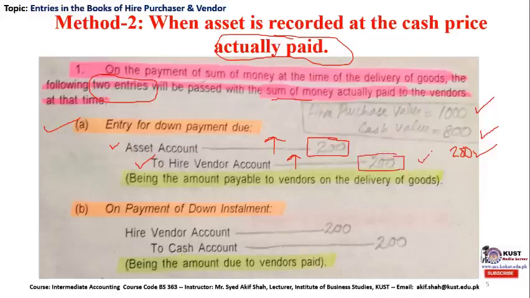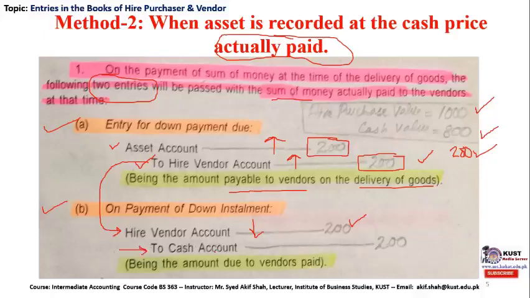This was the first recording of the down payment entry, with the amount payable to the vendor upon the delivery of the goods. Then the hire purchaser will make another subsequent entry to record the payment of the down payment or down installment. Therefore, the same liability will be written off, and when there is a decrease in the liability account, which is the hire vendor account over here, it is recorded by debit, and it has been paid in terms of cash.